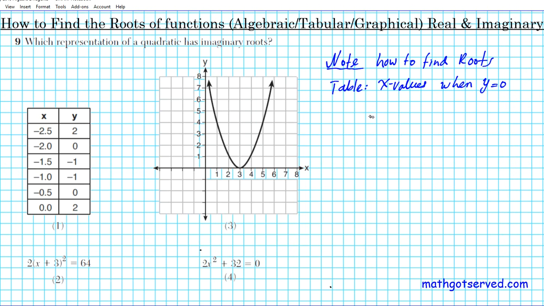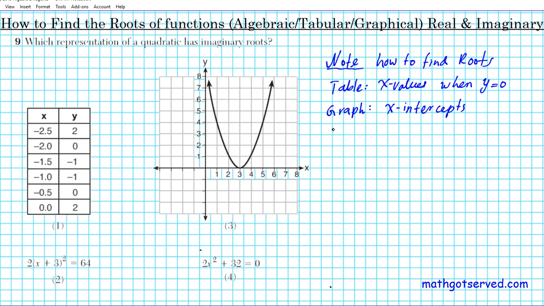How about if you're given a graph? If you're given a graph, you find the roots by looking for the x-intercepts. At what x values does a graph intercept the x-axis? Those are the roots. Okay? I mean, what are the x values when the graph hits the x-axis? Those are the roots.